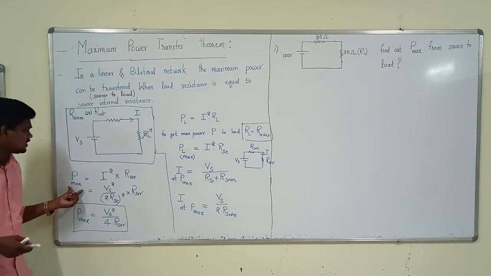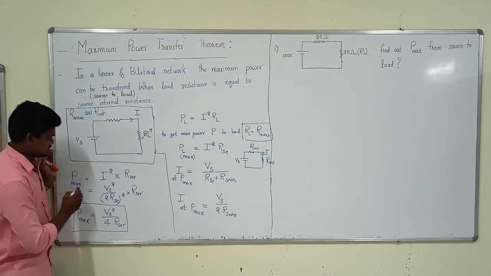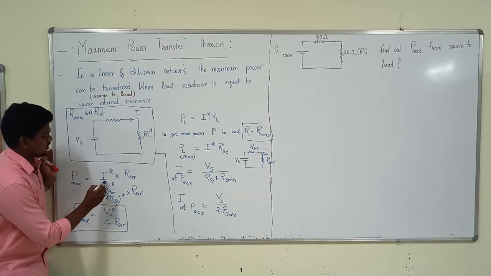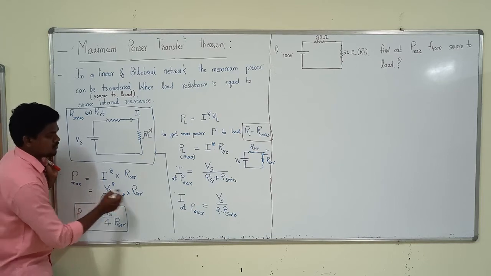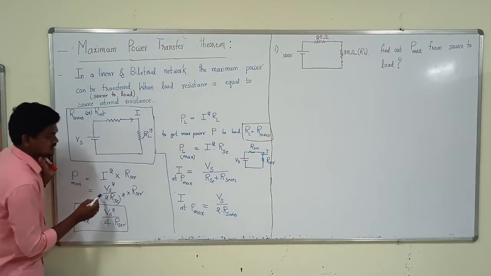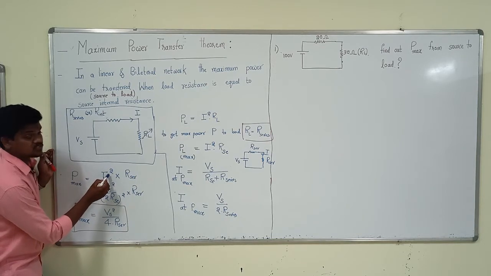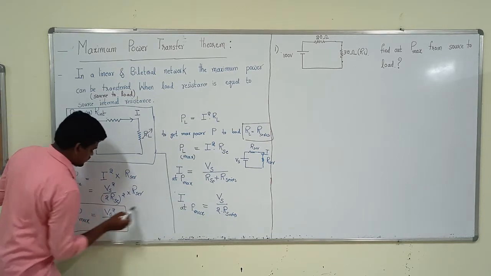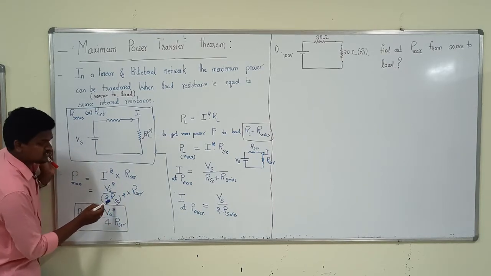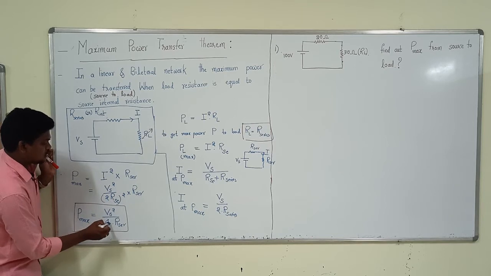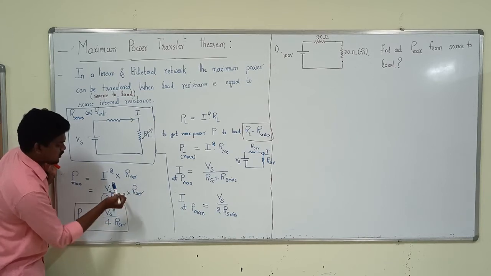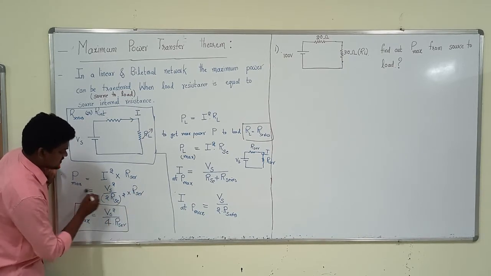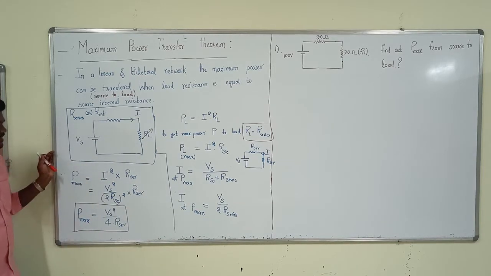Understand? Right. So in order to get the maximum power, it equals the maximum current squared into the series resistance. The current at maximum power is Vs by 2R series. Then I is squared here, so Vs square by 2R series square, into R series. By simplifying, we get Vs square by 4 into R series. Why? Because one R series cancels with the square. Then the maximum power is Vs square by 4R series. Understand? This is the maximum power transferred from source to load.